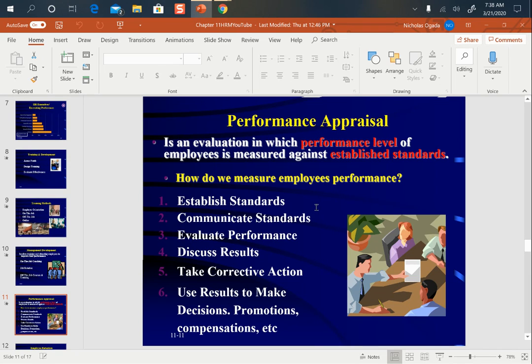So first of all, you have to make sure that employees are aware of the standards that you use to assess them. So communicate this to the employees and then undertake the assessment, and based on your findings, discuss the results with the employee. And if there's a need to take some corrective measures, please do so. Use the results to make other decisions.